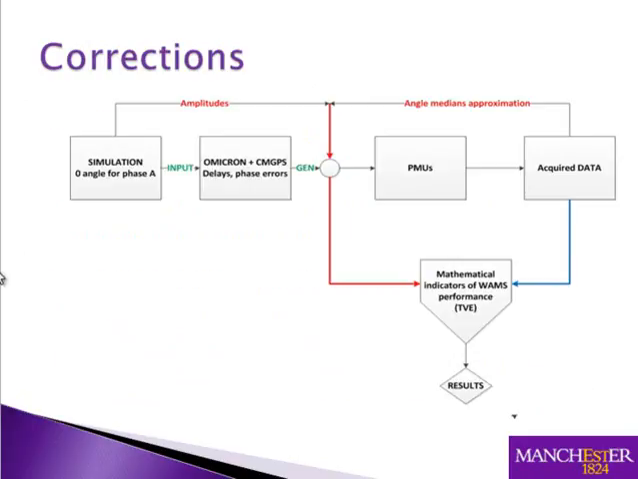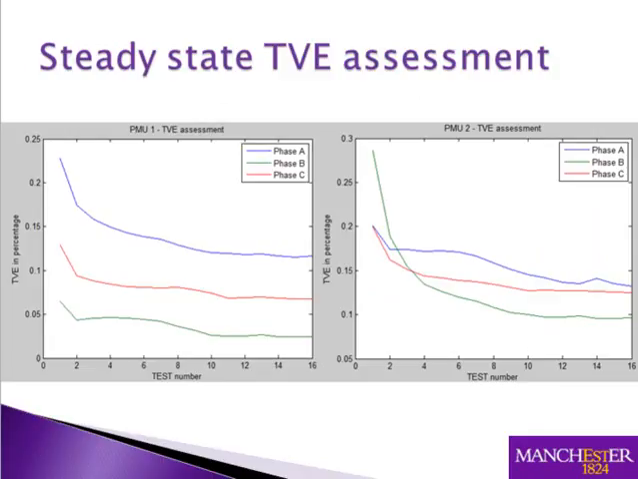So this is a scheme of the correction. So we have the simulation, we keep the amplitudes, however, we have to correct the angles with the median approximations, and then we get the final results by making this comparison here. Here are some actual results.